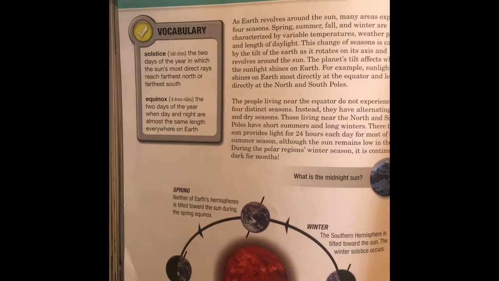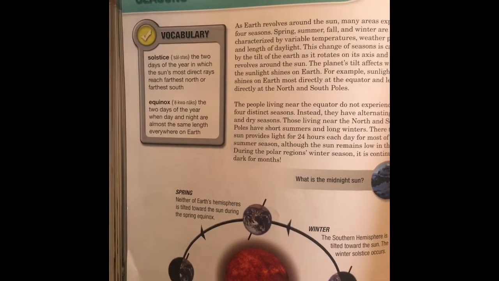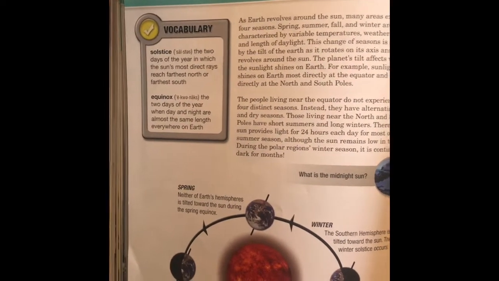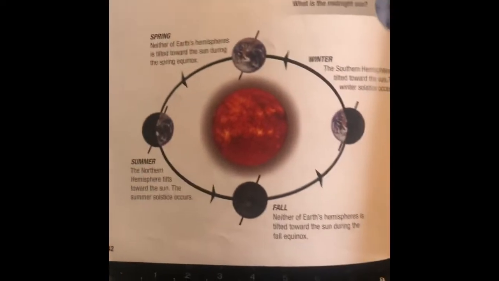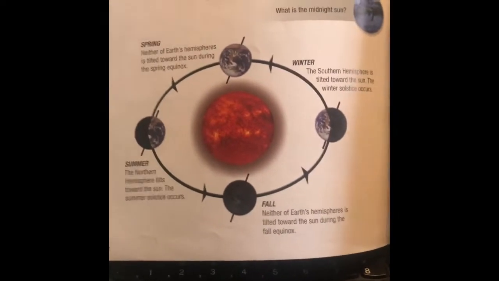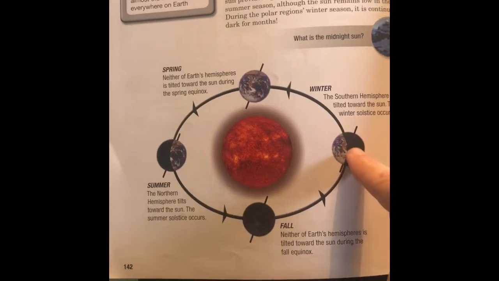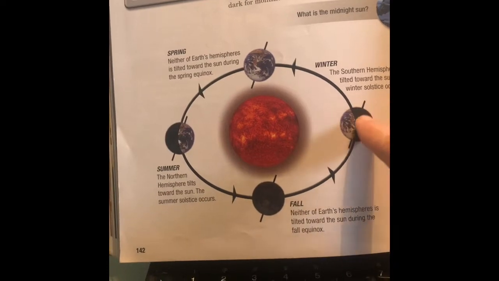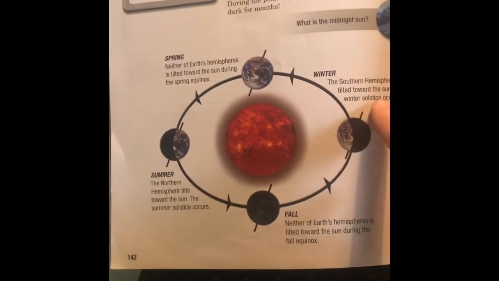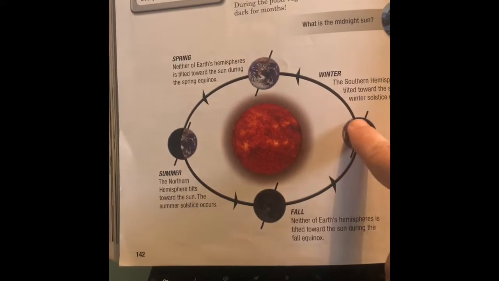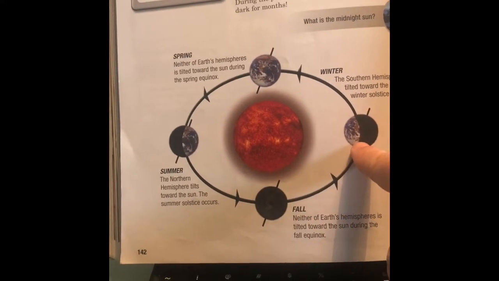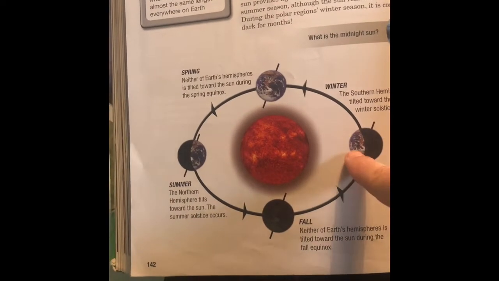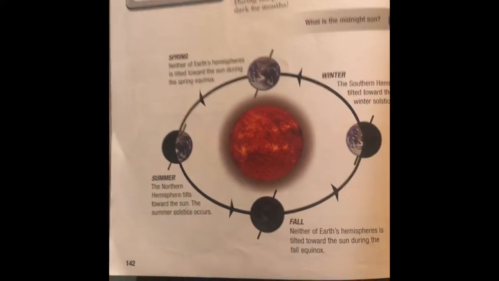For example, sunlight shines on Earth most directly at the equator and least directly at the north and the south poles. All right, so if you look down here, you can see that the Earth is tilted. It shows this axis, which again is an imaginary line through the Earth. There is no pole that goes right through the Earth, but you can see that the Earth is tilted. It's not going straight up and down, it's tilted 23.5 degrees. So this tilt away from and towards the sun, that is what causes our seasons.